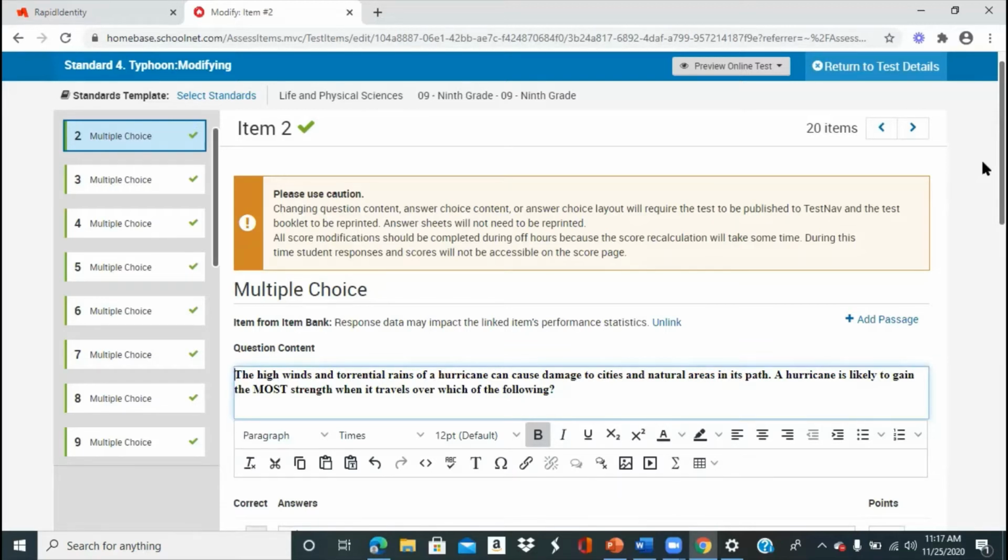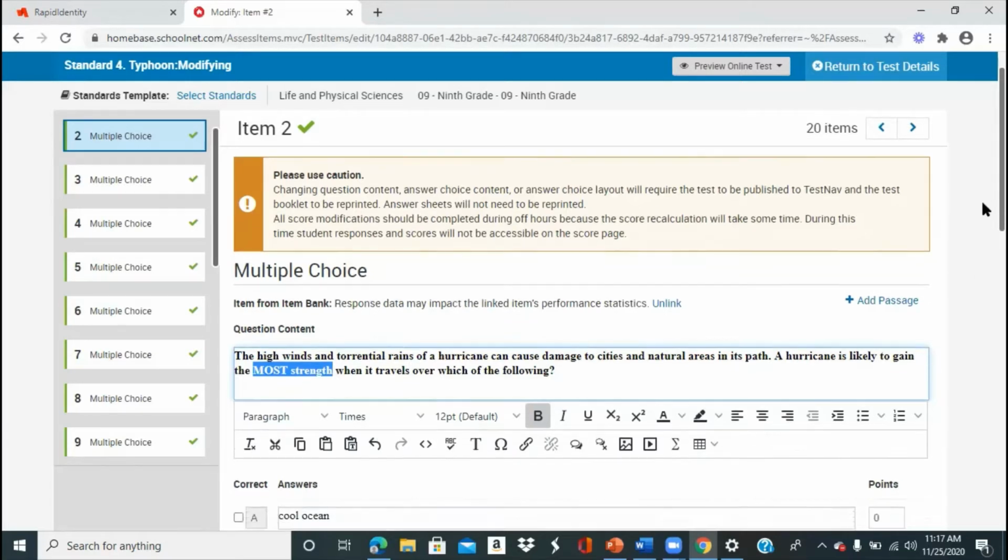If you see a cold ocean, that's not going to fuel the hurricane more. If you see a cold land, that's not going to strengthen the hurricane more. Note that the word most is emphasized here. Which among the options below would most likely allow a hurricane to gain the most strength when it travels over a certain location?